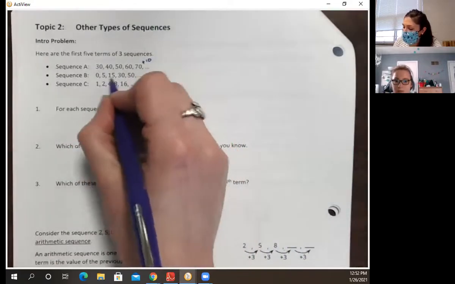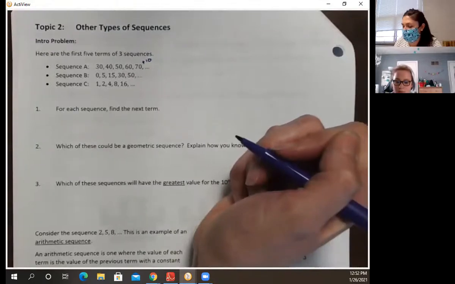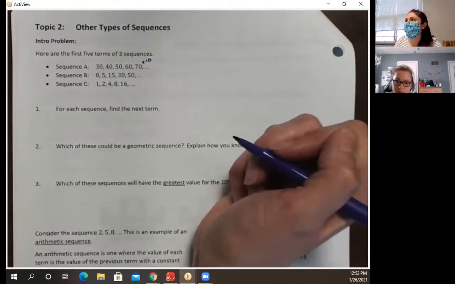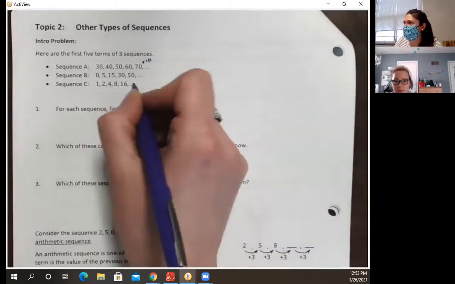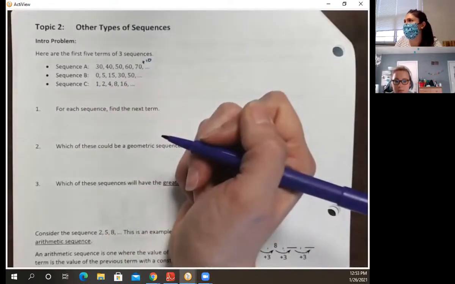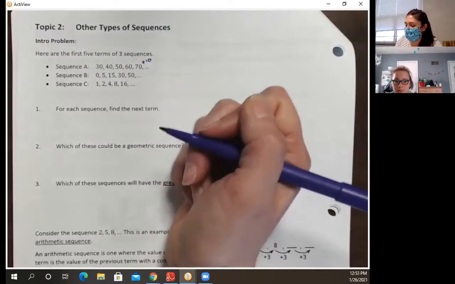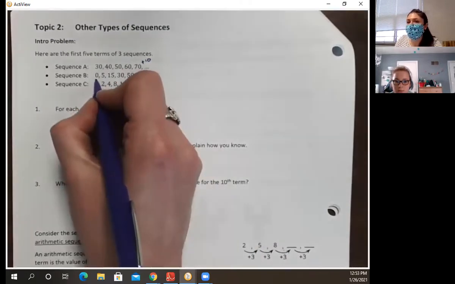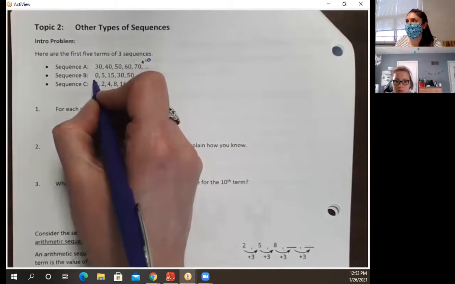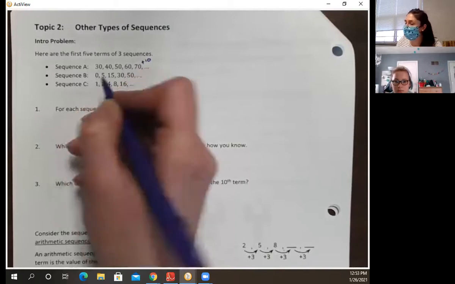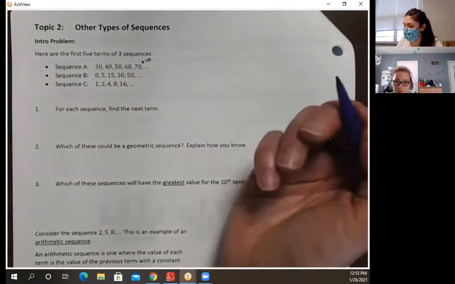For sequence B, what am I doing here? 0, 5, 15, 30, 50. What am I looking at for sequence B? Could I be multiplying by the same thing each time? So I want you to look at our first term is 0. What's 0 times anything? 0. So it's not going to be multiplication, right? It's got to be some sort of addition.